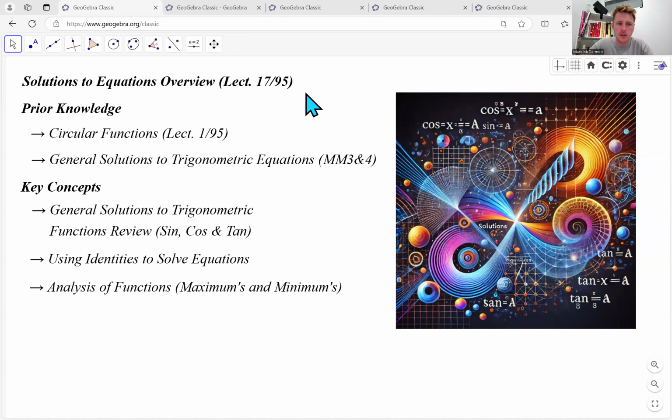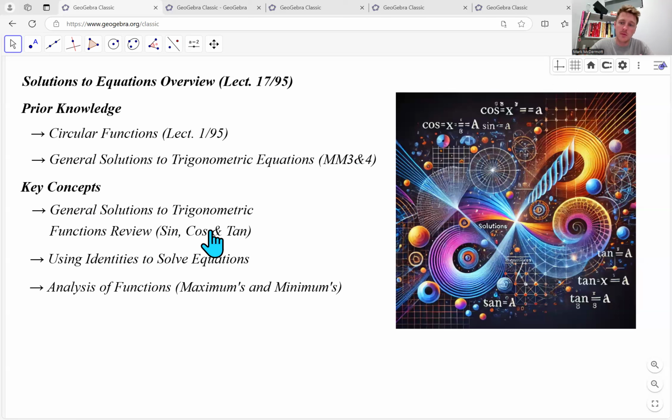Some of the prior knowledge that we're going to need for this is obviously a pretty strong foundation in regular circular functions, and knowing how to solve those is going to be important, but also general solutions to trigonometric equations, which was covered in the Methods 3 and 4 course. So some of the key concepts we'll cover are a review of general solutions to trig functions. So we're going to review some of those ideas from the methods course.